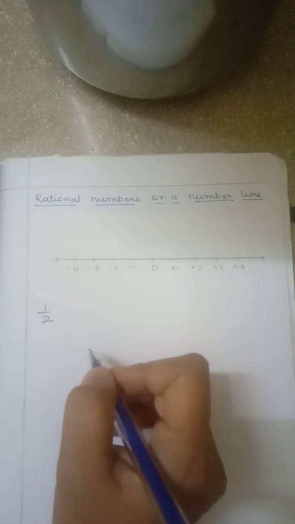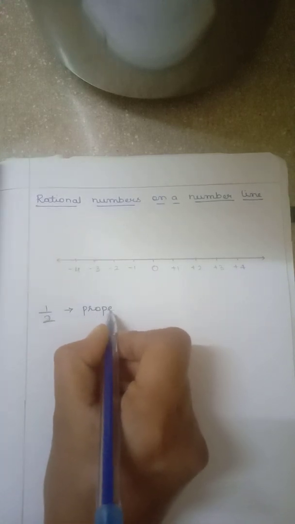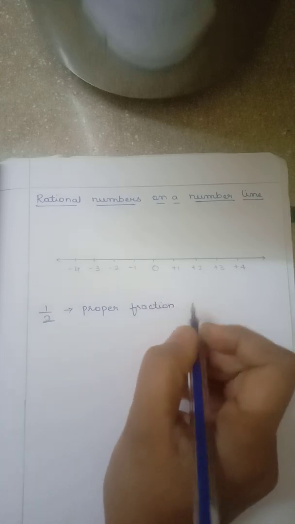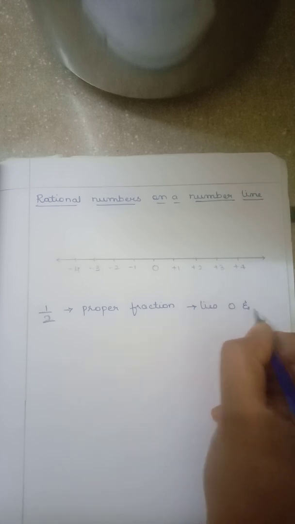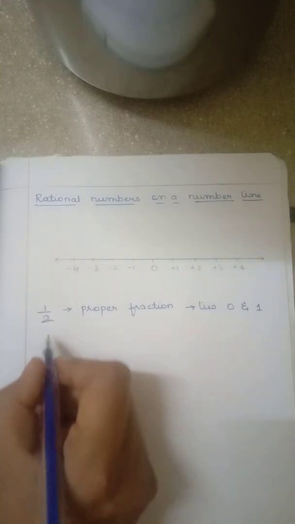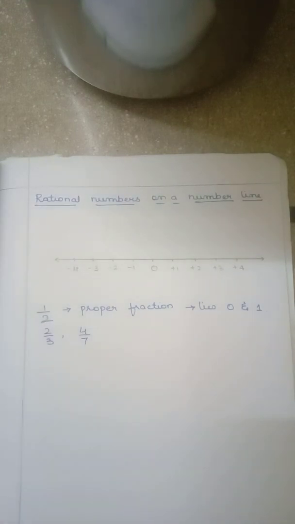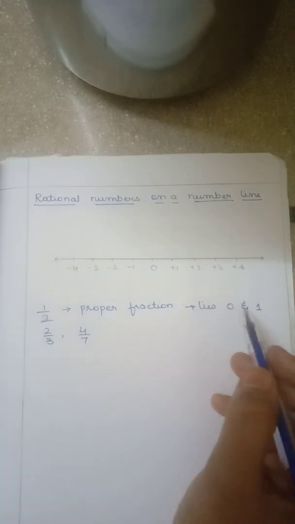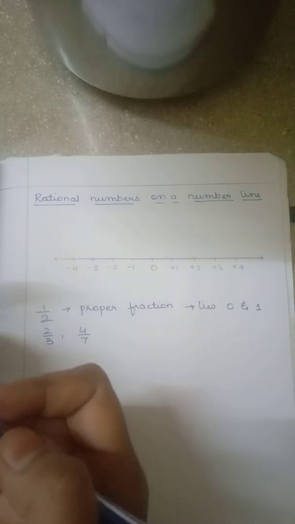Now fractions you have learned. In fractions you have two types, proper and improper. Now 1 by 2 is an example of proper fraction. So whenever a rational number is a proper fraction, you must remember the rational number always lies between 0 and 1. It may be 2 by 3, it may be 4 by 7. All these are examples of proper fractions. So any of the proper fractions always lie between 0 and 1.